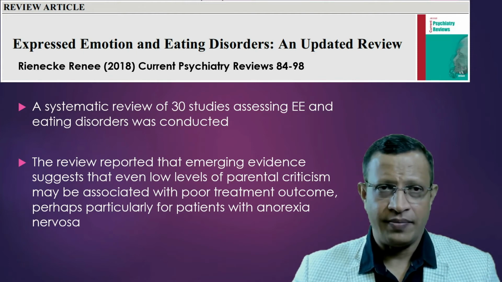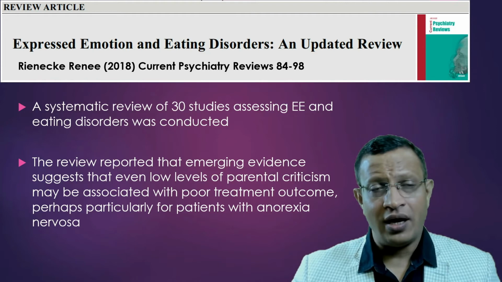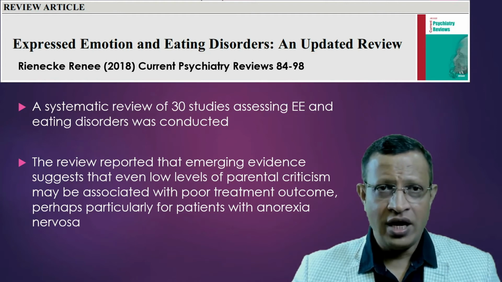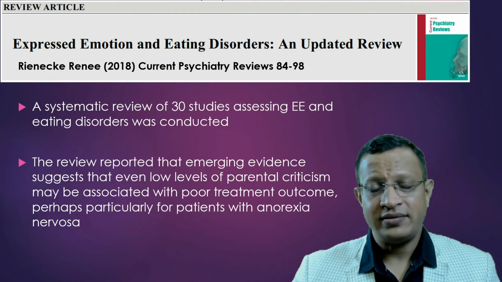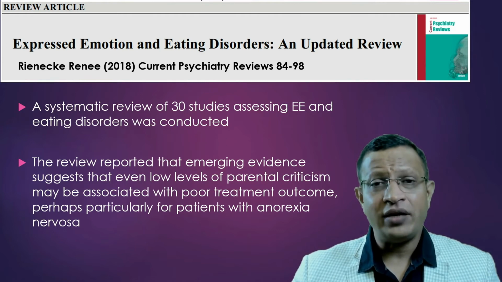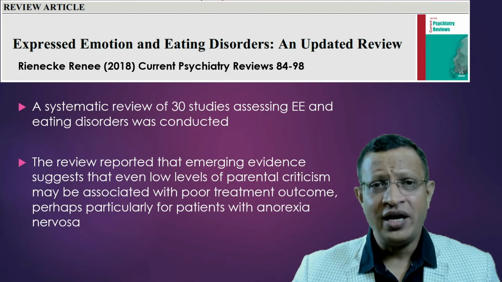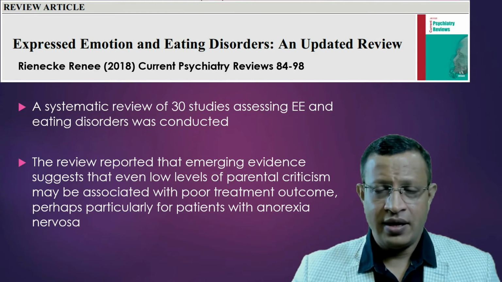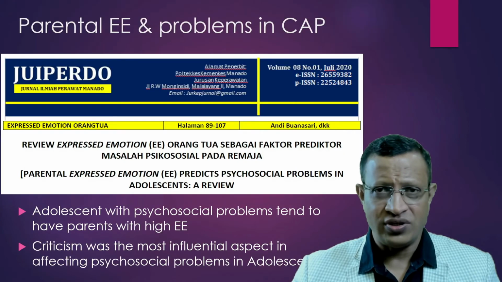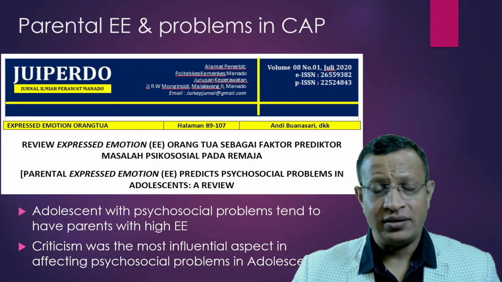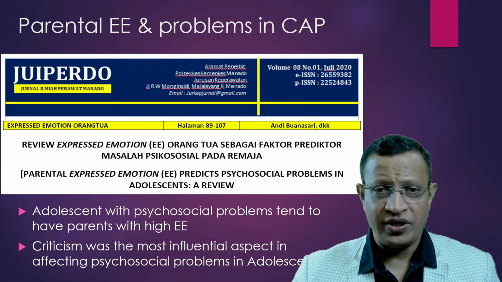Another important study with regard to expressed emotion and eating disorder. This was published in 2018 by Rennie in Current Psychiatry Reviews. Here, a systematic review of 30 studies assessing expressed emotion in eating disorder was conducted. The results of the study clearly indicated that emerging evidence suggests that even a low level of parental criticism may be associated with poor treatment outcome, perhaps especially with patients with anorexia nervosa. And another very important study which came into picture.